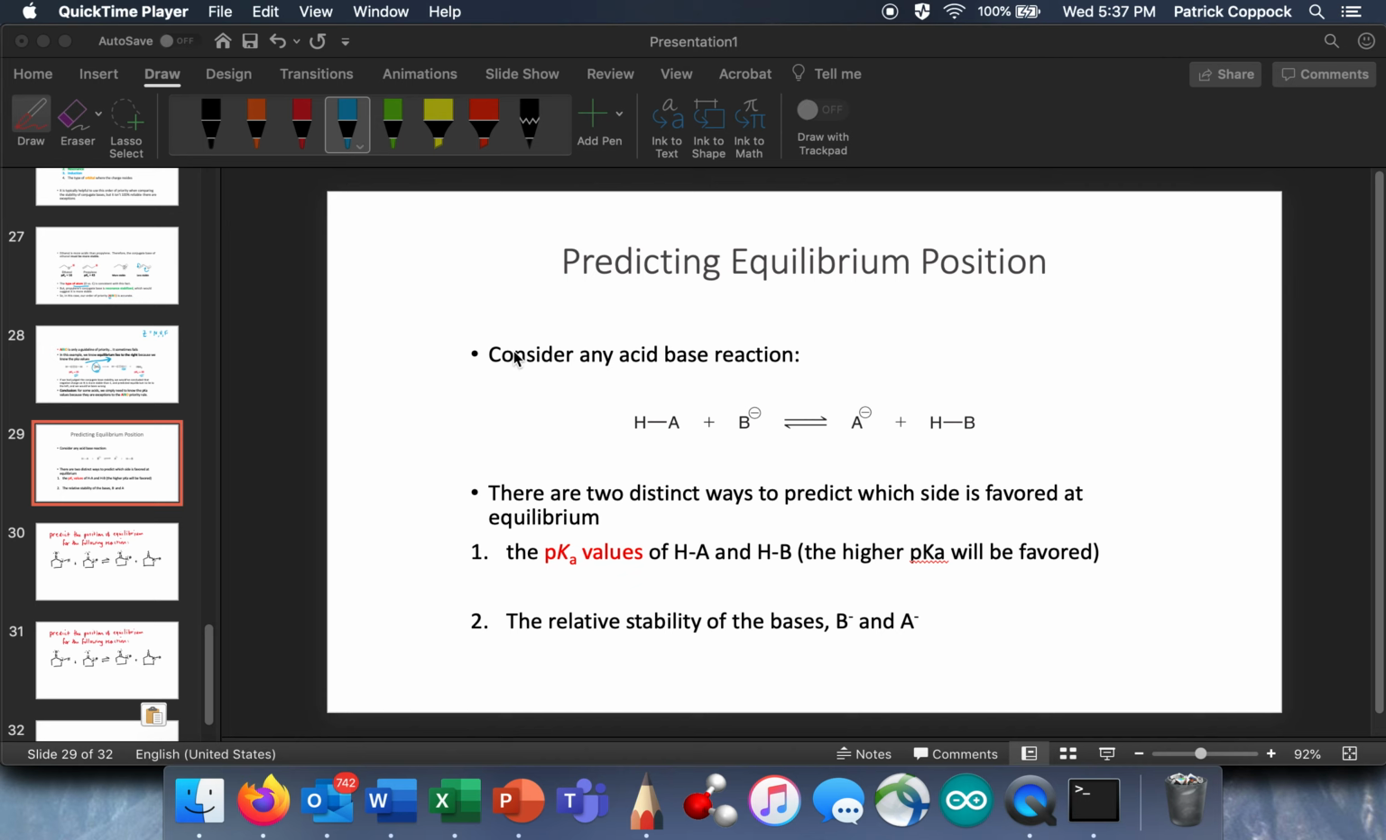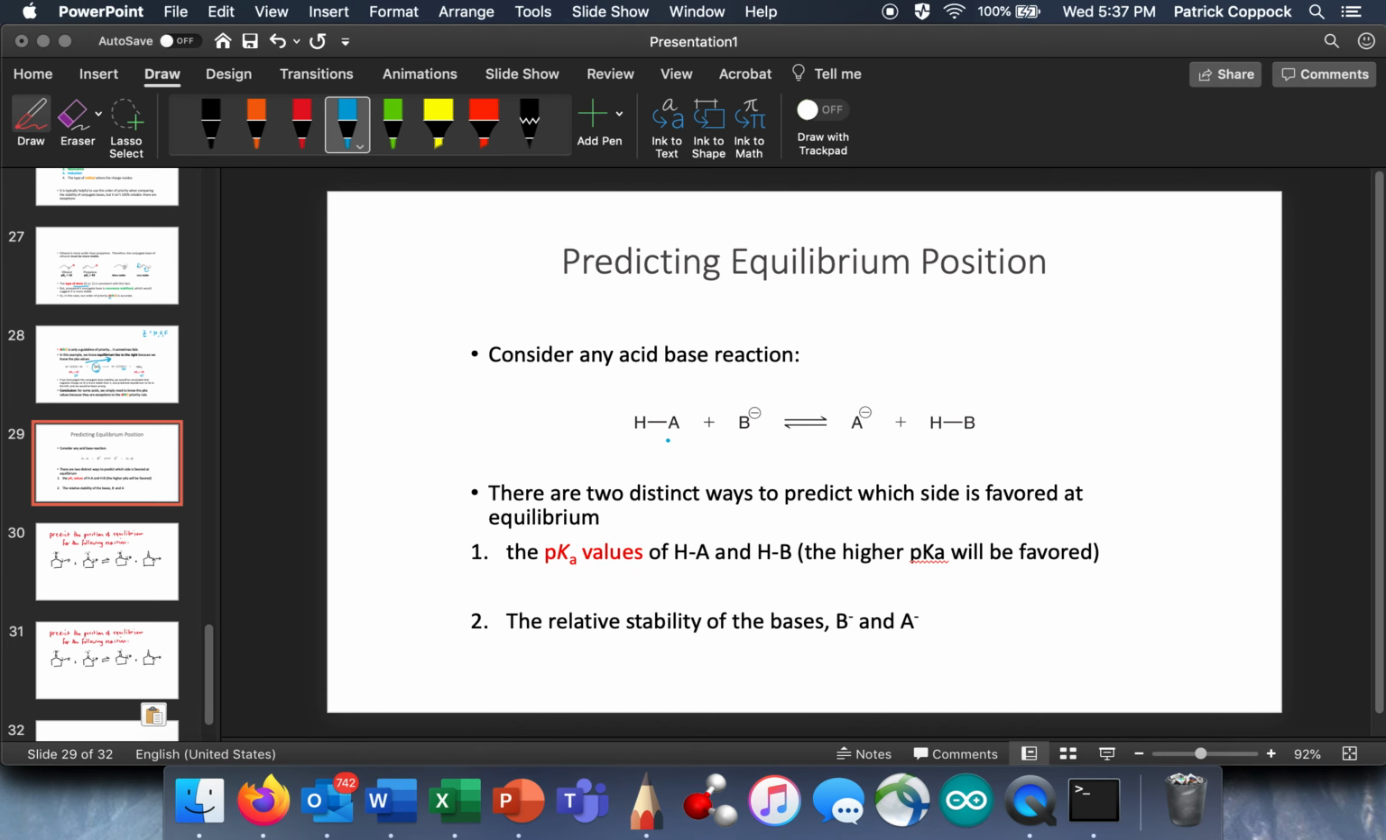where you have an acid here, a marker, this is an acid, right? And here's its conjugate base. When you have any acid-base reaction, there are two distinct ways to predict which side is favored. Number one, you can consider the pKa values, and these, by the way, go together. So you can consider the pKa values of either side.